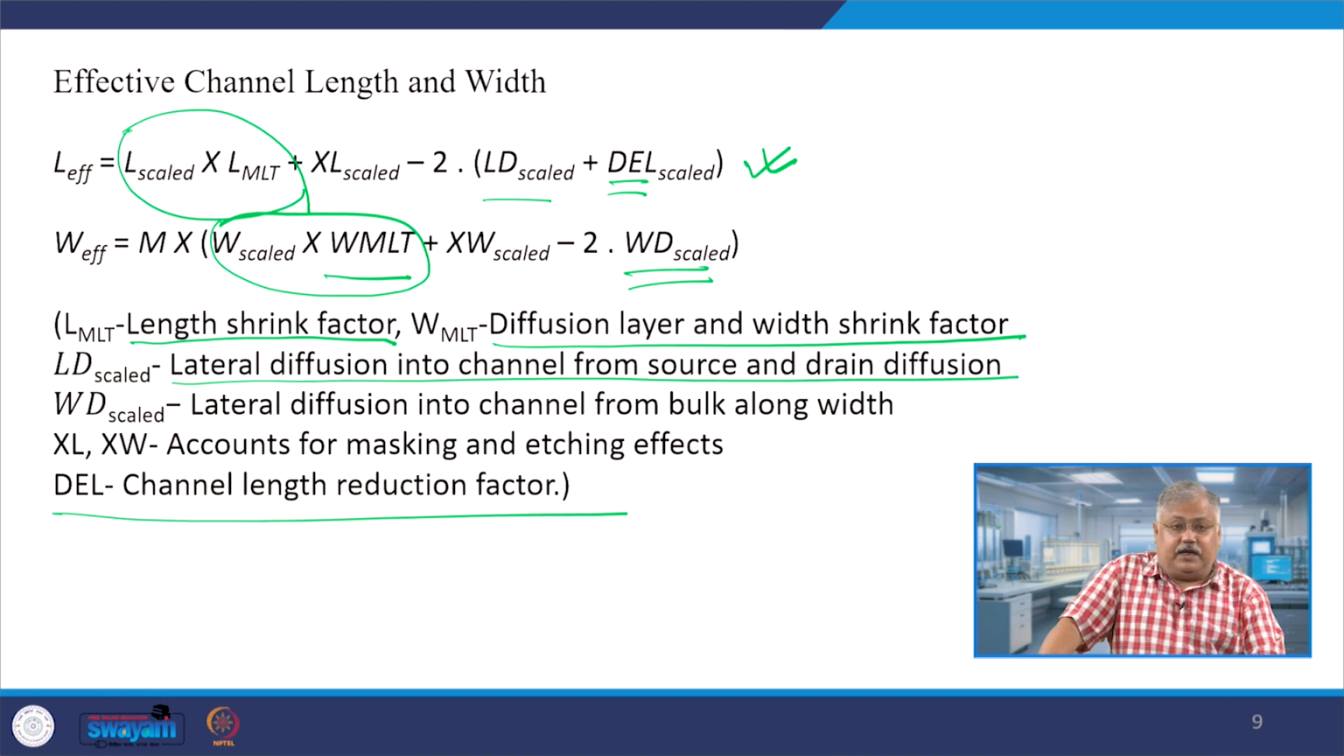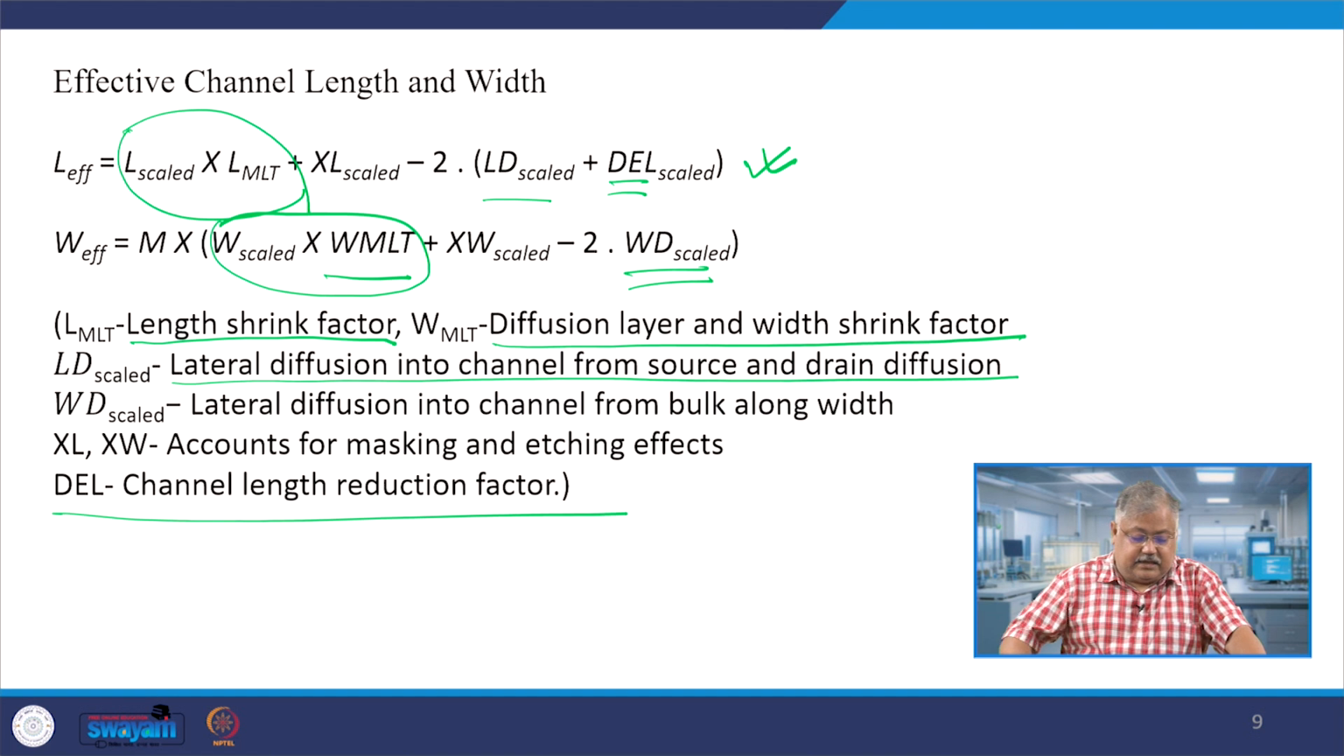Let me say we want to find out L effective. L effective will be L scaled, the actual length, multiplied by the shrinkage factor LMT, and you will add XL scaled minus 2 times LD scaled plus DEL scaled. Why 2 times? Because it is happening at both the source and drain end, right, and that has to be subtracted from the total channel length in order to achieve the effective length, and that is the reason you subtract 2 times LD scaled plus DEL scaled.